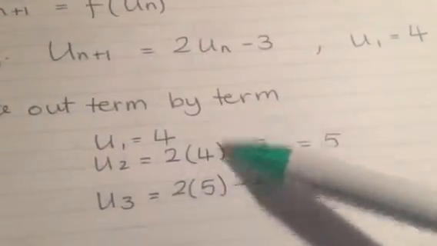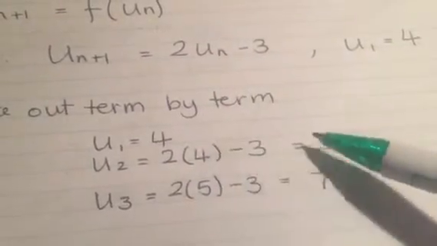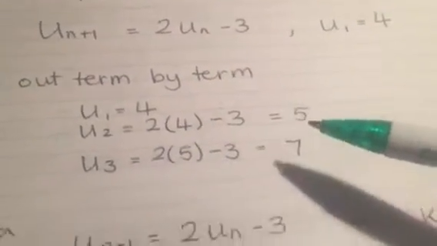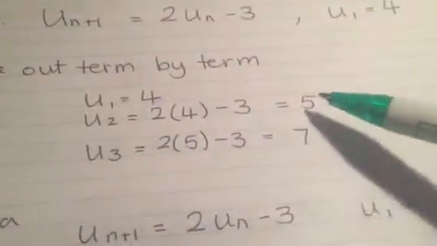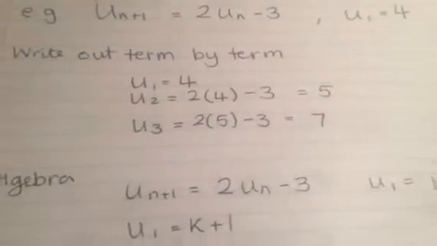First term is 4, you then feed that back into this formula here, so 2 times 4 minus 3. Work it out, simplify it, just be careful with the arithmetic. Once you've got that the second term is 5, that then gets fed back in to find the third term.